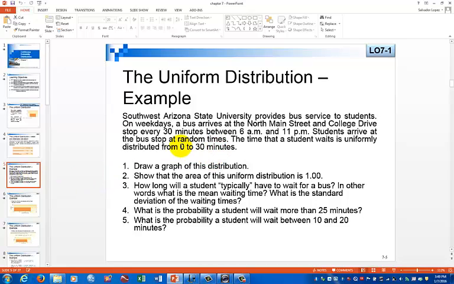For example, Southwest Arizona State University provides bus service to the students. On weekdays, a bus arrives at the North Main Street and College Drive stop every 30 minutes between 6 a.m. and 11 p.m. Students arrive at the bus stop at random times. The time that a student waits is uniformly distributed from 0 to 30 minutes. Draw a graph, show that the area is 1. How long will a student typically wait? What is the probability that a student will wait more than 25 minutes? What is the probability that a student will wait between 10 and 20 minutes?